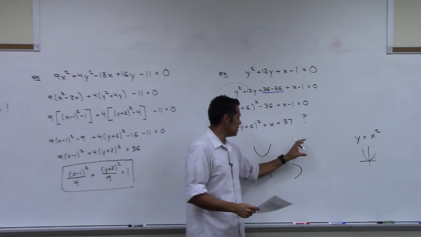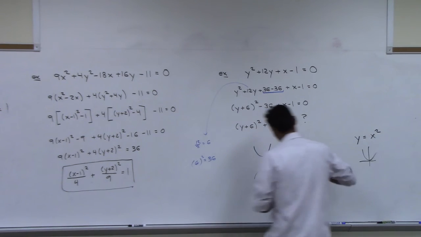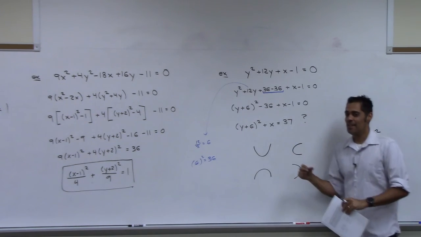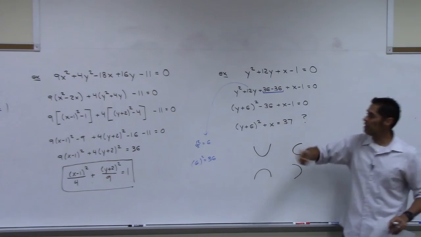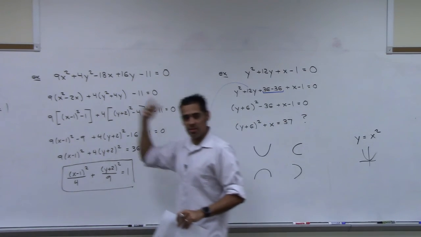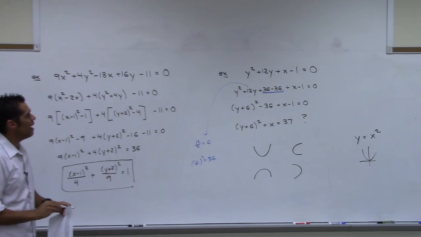And see, if it opens up left or right, then it would fail the vertical line test. But that's okay, because circles aren't functions, ellipses aren't functions, right? But we can still study them and graph them. So that's what we're doing now. We're going to look at parabolas.